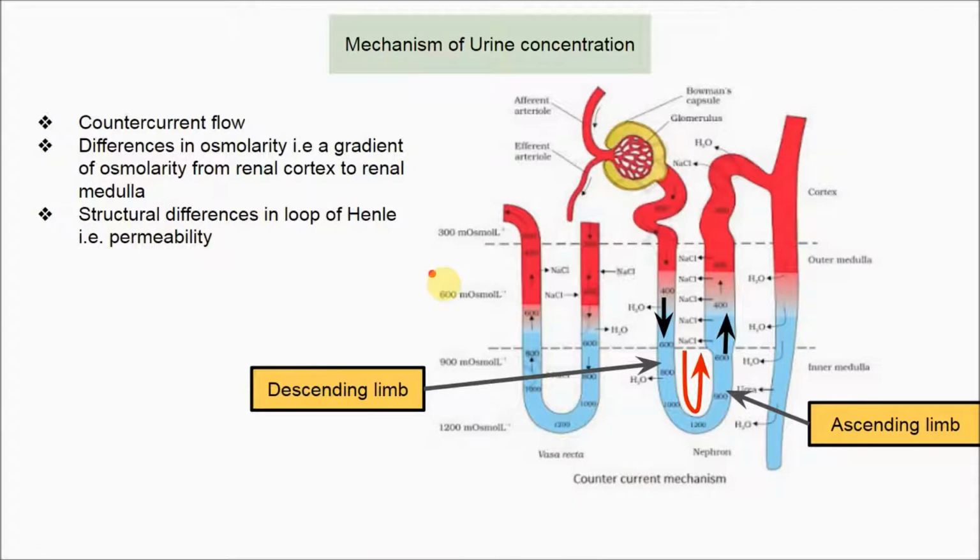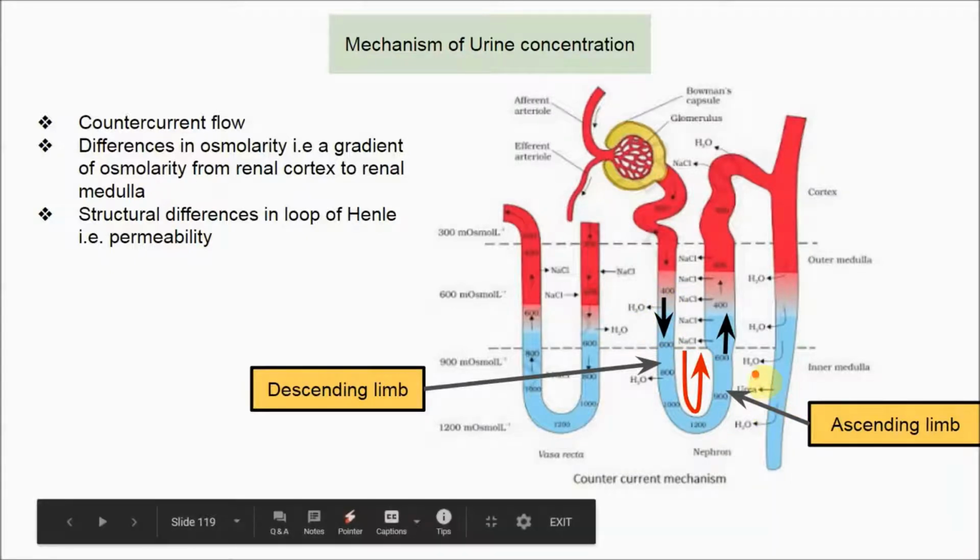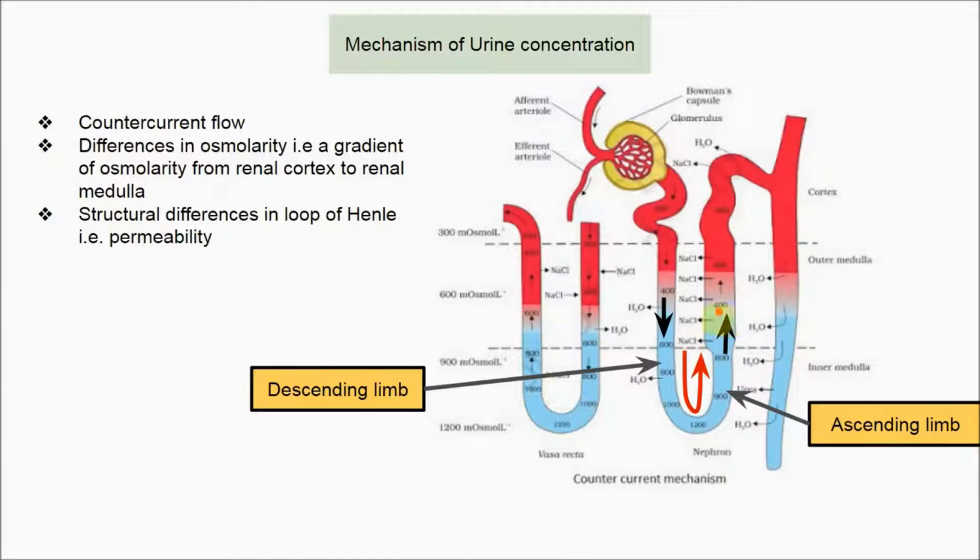So the last point that we had discussed is the structural differences in the Henle's loop, that is mainly with respect to permeability. You can clearly see over here that in the descending limb of Henle of the nephron, only water is leaving the Henle's loop, right? Whereas from the ascending limb, only the salt or solutes such as sodium and chlorine can leave, right? So this clearly illustrates that the descending limb is only permeable to water but impermeable to salts or solutes. Whereas the ascending limb is permeable only to salts, but impermeable to water.